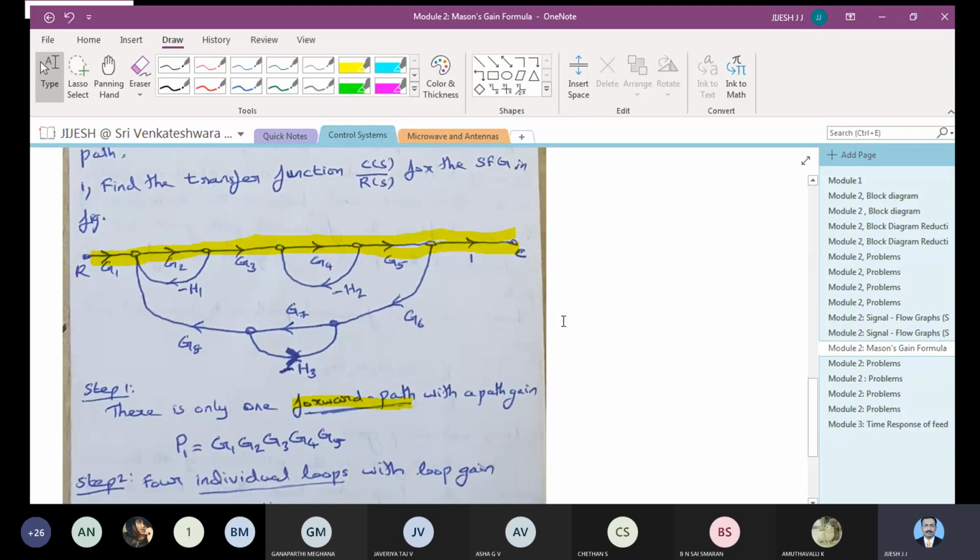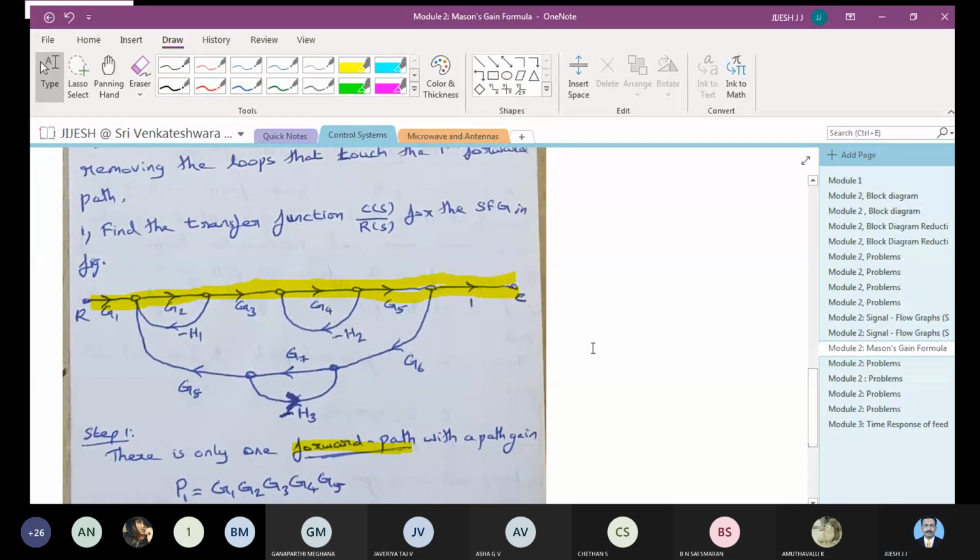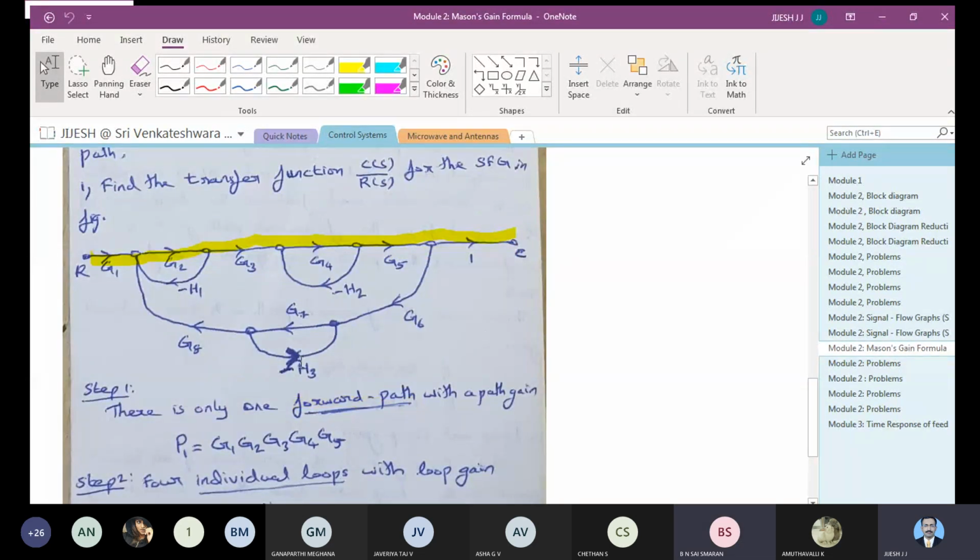Next, what we have to do is find how many individual loops are possible. You can just see how many individual loops are possible here. Four, sir. Four. You should name those loops. The first loop, I will tell, is G2 H minus H1, so it is minus G2 H1. Like that, you should tell all 4 loops.